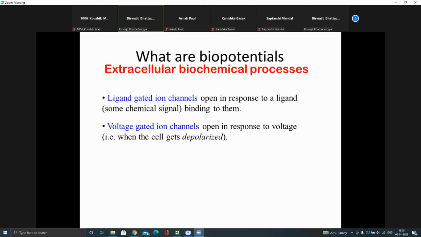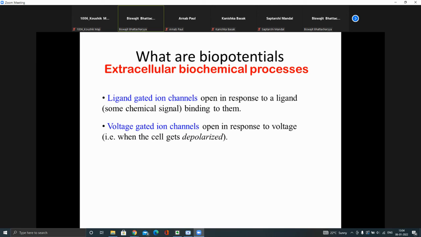Now next is the extracellular biochemical process. In the biochemical process, when ion channels are allowing the ions to move, there are basically three types of ion channels, but for our purpose, only two are sufficient. One type of ion channel is called the ligand gated ion channel, through which ions will transport from one side of the cell membrane to the other side, from extracellular to intracellular or intracellular to extracellular.